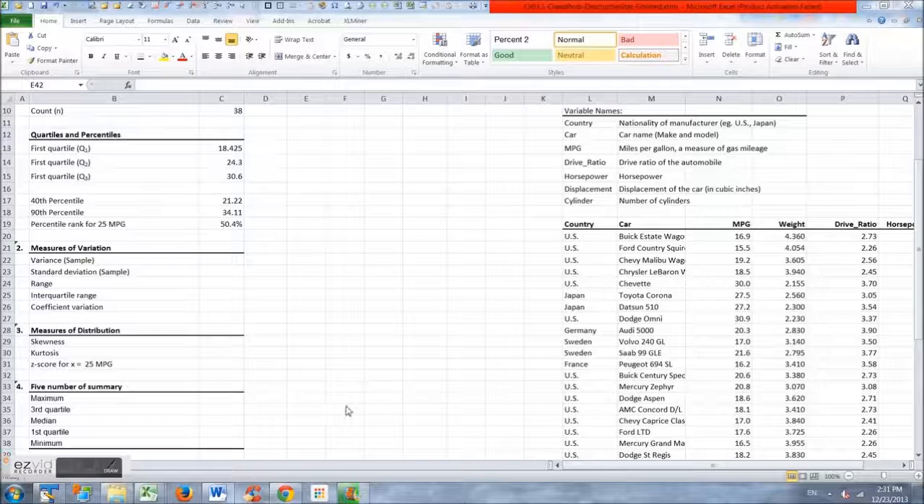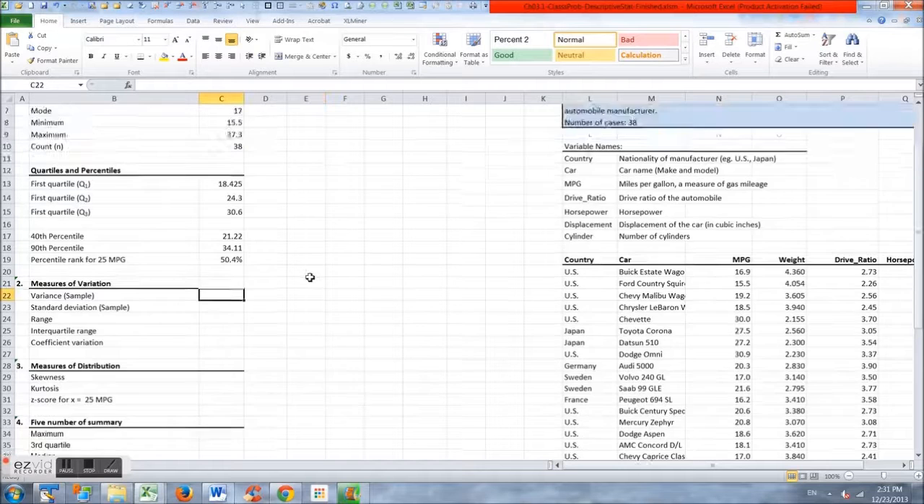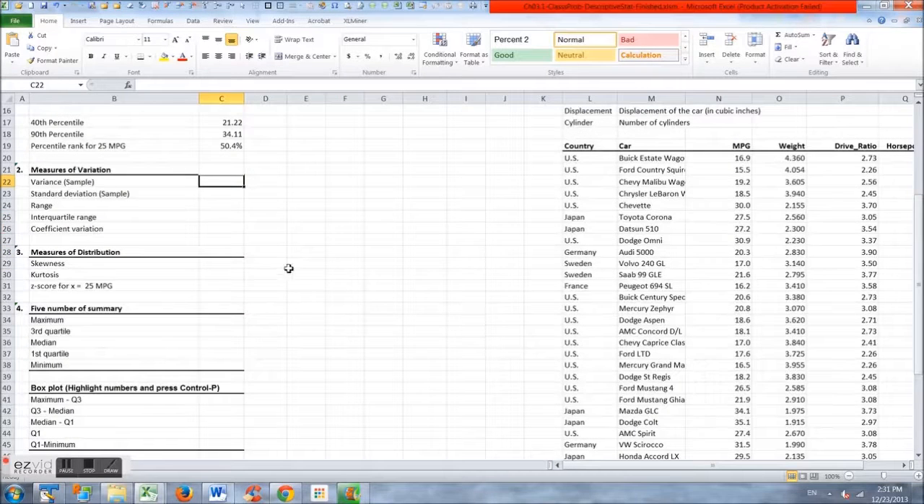In this exercise, we're going to look at measures of variation. Measures of variation are about how far each data point is relative to the mean of the data. So variance takes the deviation, squares the deviation, and finds the average of the squared deviation from the mean. And there are two different formulas, one for sample, one for population.